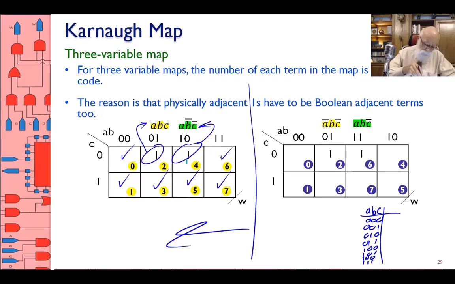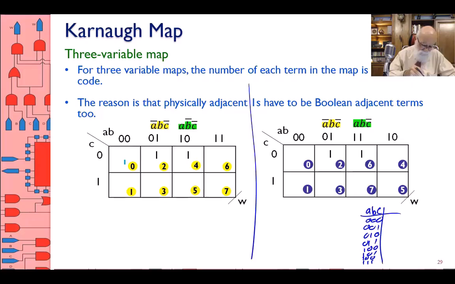The way I numbered it was the way I like to number things. Start with 0, 0, 0, 0, 1, 2, 3, 4, 5, 6, 7, I'll go like this, okay? But then that's not going to work. That doesn't give me the proper adjacency. This is not a Karnaugh map.